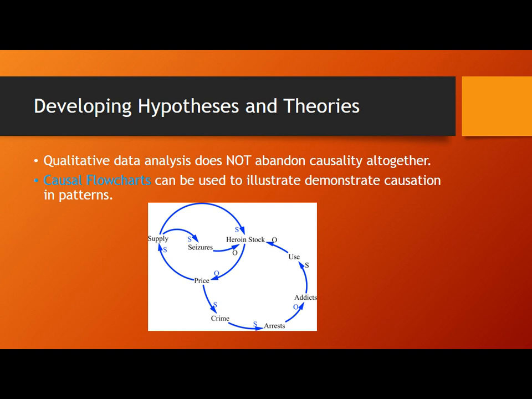Causal, that's not casual, causal flowcharts can be used to illustrate or demonstrate causation in patterns. I have one here for you: supply, seizures, heroin stock, use, addicts. See how it's kind of some circles running around? This is not a very linear but a circular type of flow chart. It illustrates a causal flow chart where we suspect things to happen, or at least we're hypothesizing things based on patterns we've seen.